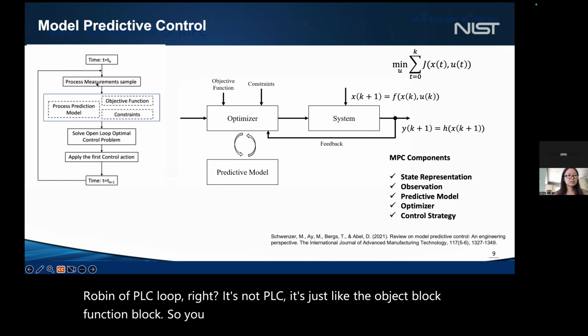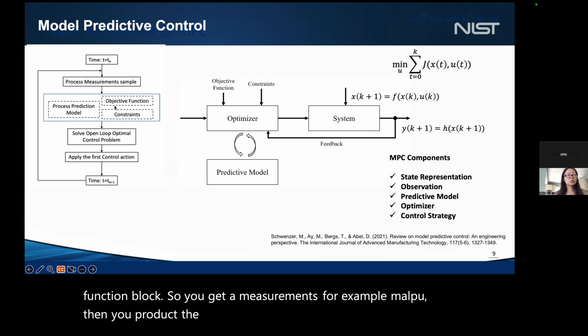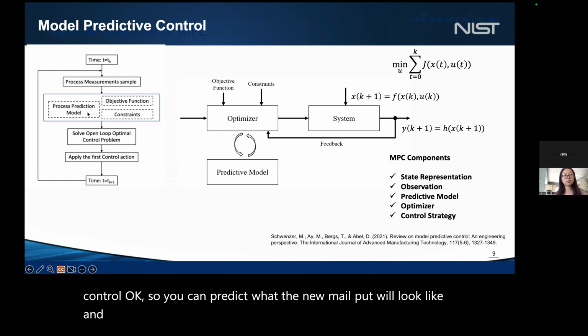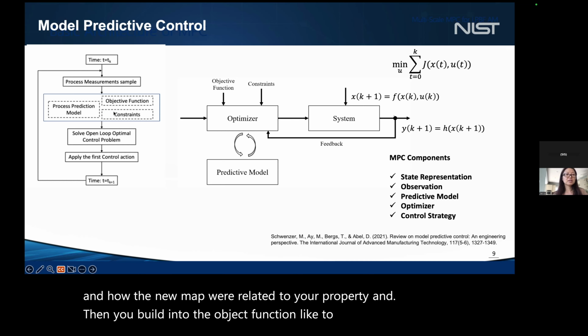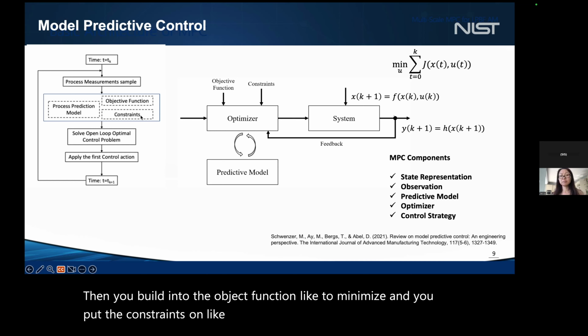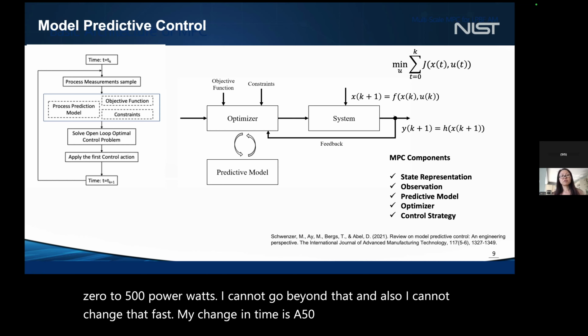So you get measurements, for example, the melt pool, then you produce the prediction. Based on your predefined control, you can predict what the new melt pool will look like and how the new melt pool will relate to your property, like defects. Then you build it into the objective function, like to minimize defects. And you put the constraints on: my laser is from 0 to 500 watts, I cannot go beyond that. And also I cannot change that fast. My changing time is 50 microseconds for the laser. Those are the constraints I need to use.